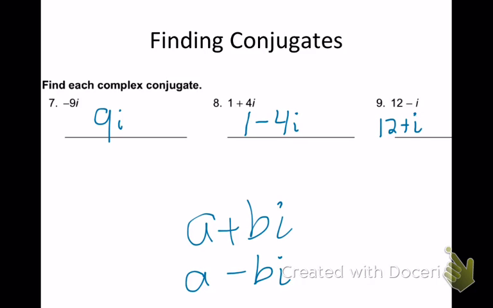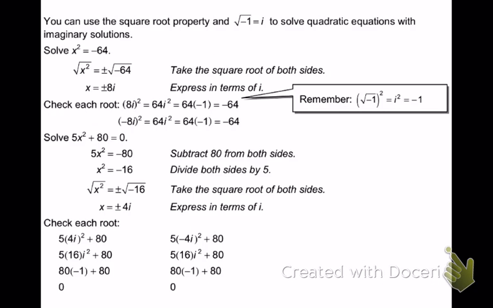Good work. Okay, so complex conjugate means the opposite of the imaginary part there. Good work. And lastly, what's this lead to? Well, now we're going to start solving some equations with this.